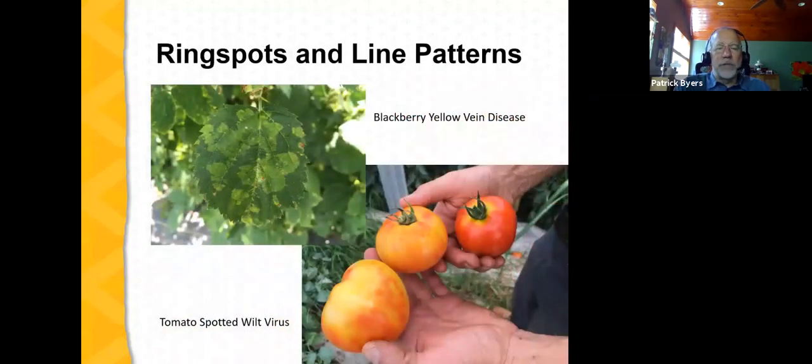Other examples of viruses, we can see leaf patterns such as ring spots or mottling or mosaics. That upper picture is a picture of blackberry yellow vein disease on blackberry. And we can see interesting patterns on the fruit as well. That lower picture is tomato spotted wilt virus, and it causes these circular areas on the fruit. And of course, the fruit is unmarketable.